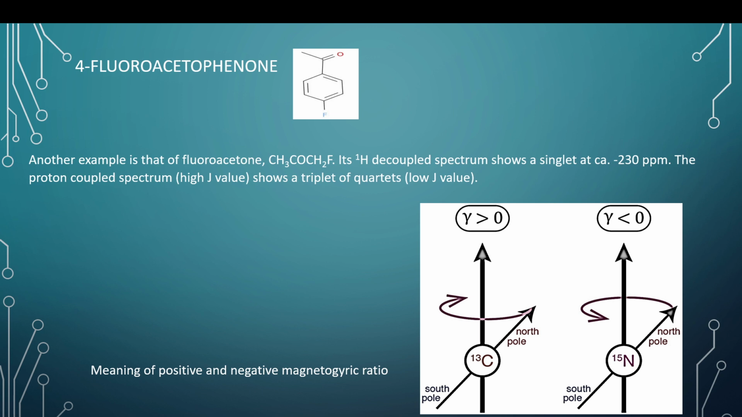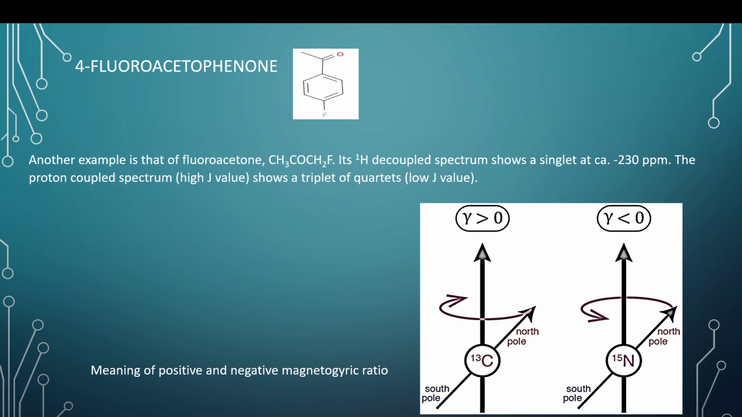A similar case is parafluoronitrobenzene. The structure of parafluoroacetophenone is shown here. Another example is that of fluoroacetone, CH3COCH2F. Its 1H decoupled spectrum shows a singlet at -230 ppm. The proton coupled spectrum shows a high J value and low J value triplet.